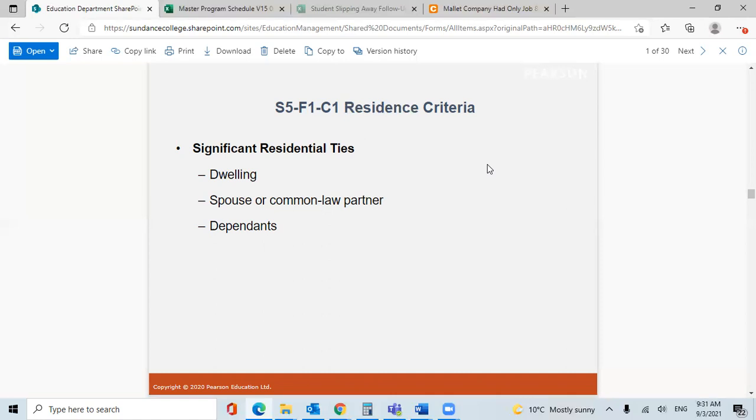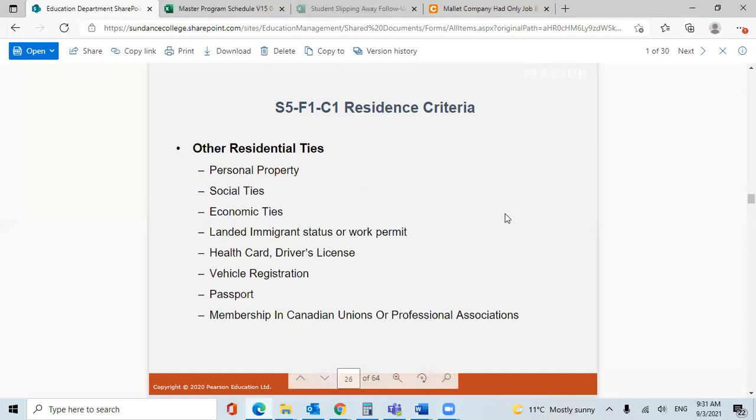And then dependents. So if your children, like small children or minor children, remain in Canada, it will generally result in an individual being considered a Canadian resident. So except for those three main significant ties, we also have some secondary residential ties. Refer to this PowerPoint as other residential ties.